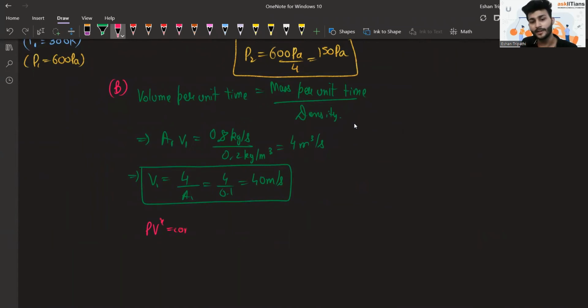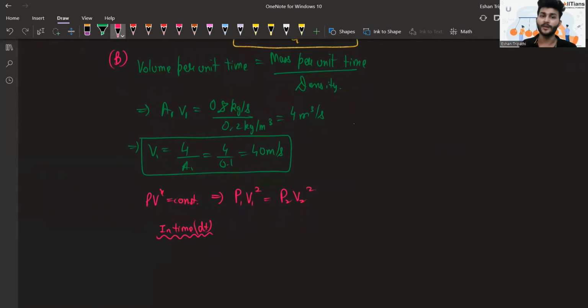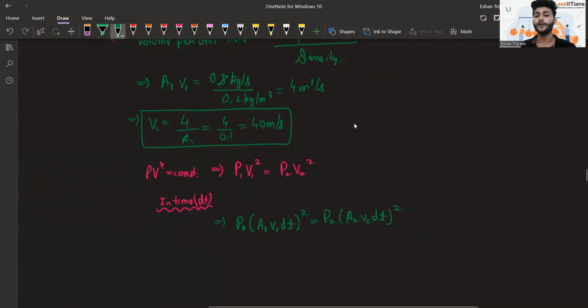PV to the power gamma is constant, per unit time. So we can say pressure into volume, like P1 into V1 square, because gamma is 2, equals P2 into V2 square. But we are going to use it in some time dt. In time dt. Why? Because volume is continuously flowing. We will have to find how much volume has flown in time dt. So we can say pressure into volume flowing per unit time, it's going to be A1 V1 into dt, squared, is equal to P2 into A2 V2 into dt, squared. This relation we are going to use.